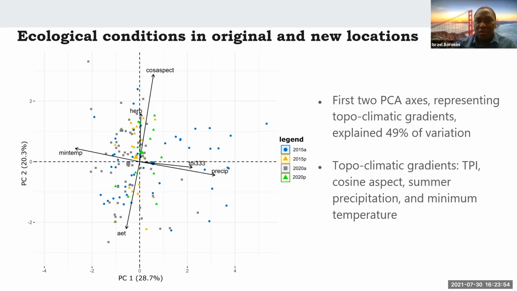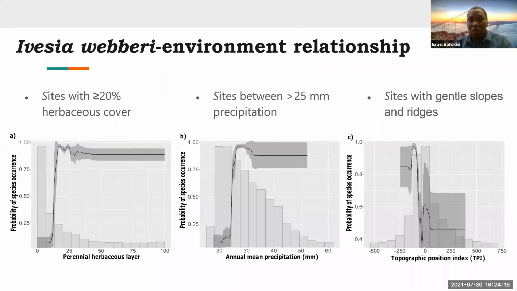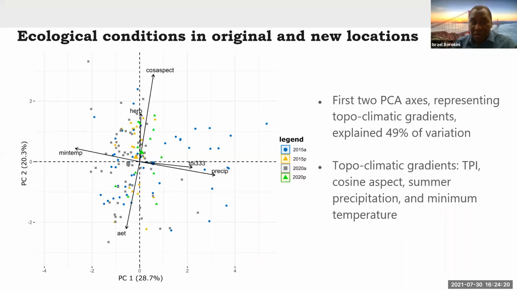But before I go into the results for that one, the PCA biplot itself shows that topographic variables and climatic variables are really, really important for this species. And this is basically what we discovered here as well, that climatic variables and topographic variables were really, really important from the variable contributions, which is what the PCA also gave us.